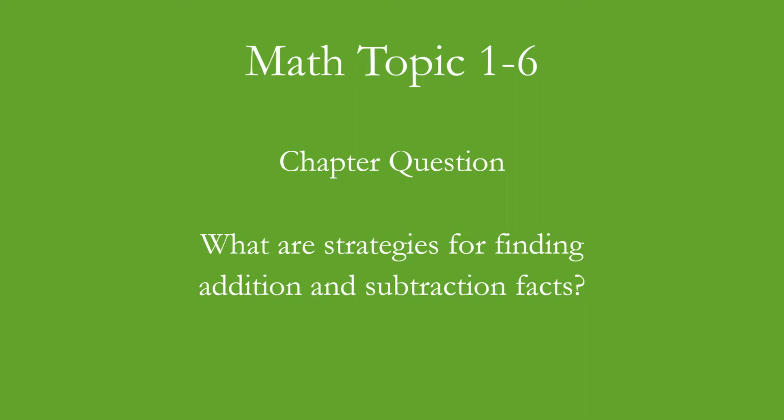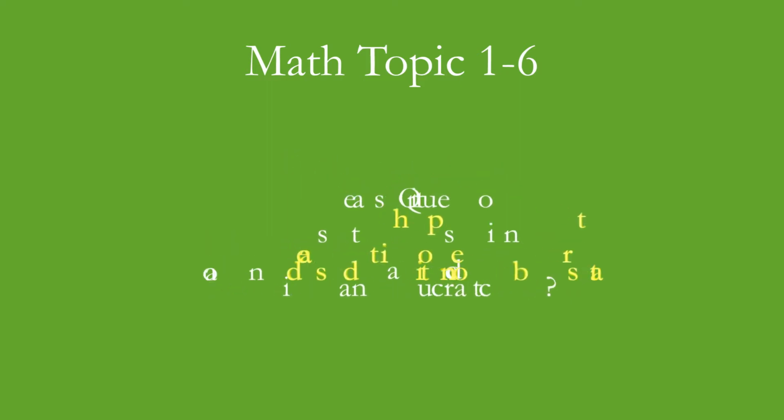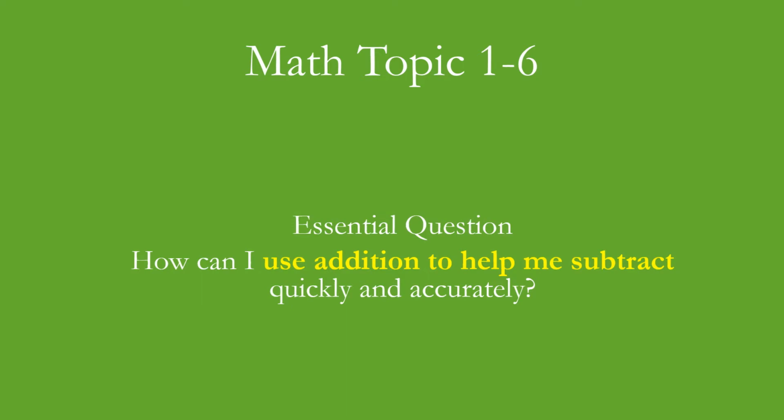We are on topic 1-6, and remember, our chapter question, if you haven't memorized it yet, is what are strategies for finding addition and subtraction facts? Last week, we started talking a little bit about subtraction. We're going to talk more about it today. And our essential question for today is, how can I use addition to help me subtract quickly and accurately? Accurately means without making mistakes.